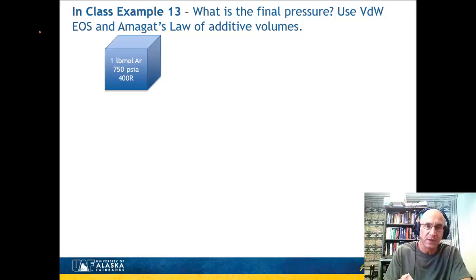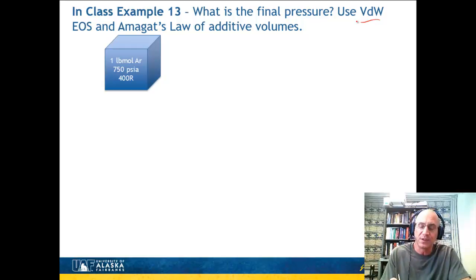So here, instead of using compressibility, we're going to use the van der Waals equation of state. If you remember that from chapter 3, I'll show it to you in just a moment. We're going to use the van der Waals equation of state, and then we're going to use Amagat's law of additive volumes. So hopefully you can see you can use any equation of state and any type of additive law that you want, and those are the two that we're going to use.